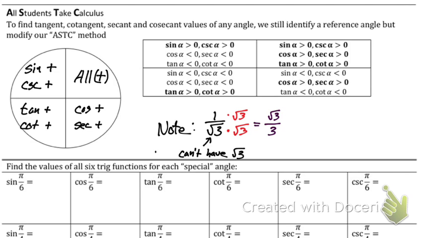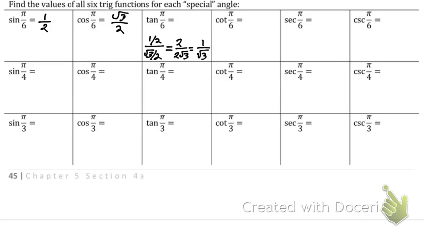Is that jogging some memories on how to do that? Okay. Because I'm going to be mostly glazing over some of that stuff here. So if I multiply the top and bottom by square root of 3, this is just going to equal square root of 3 over 3. Boom. Everything else is just flipping those.